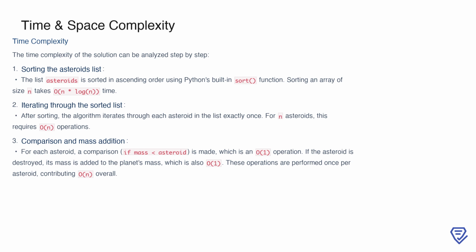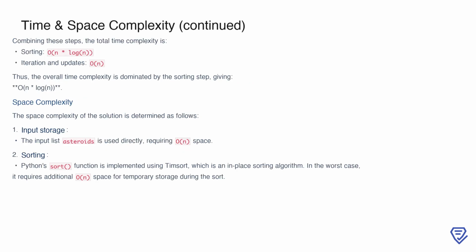During each iteration, there is a comparison to check if the planet's current mass is sufficient to destroy the asteroid. This comparison is an O(1) operation, and if the asteroid is destroyed, its mass is added to the planet's mass, which is also O(1). Since these constant time operations are performed once per asteroid, they contribute an additional O(n) to the overall time complexity. Now, combining these steps, the total time complexity arises from two main components: the sorting step, which is O(n*log n), and the iteration step, which is O(n). Since the sorting step dominates the overall time complexity, the final result is O(n*log n).